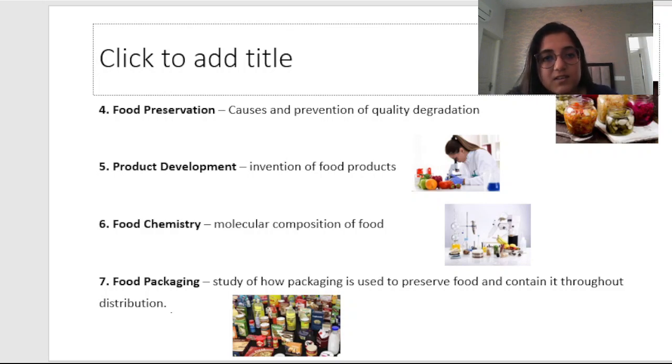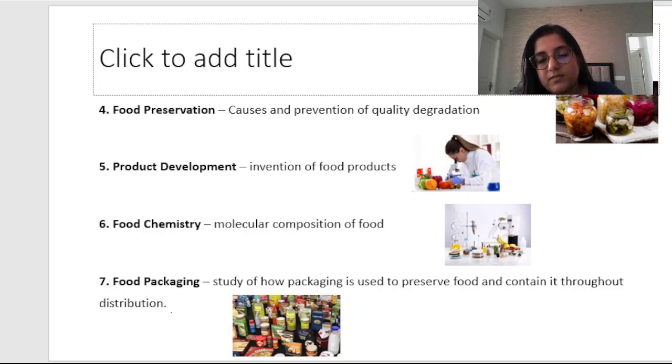So, food packaging is my last section which I have covered in the area of food technology today. So, food packaging is when we are using packaging materials to preserve food and contain it throughout the distribution chain till it reaches the final consumer. So the aim of food packaging is of course to preserve food and increase its shelf life, so that from external stimuli like temperature, air, humidity, we are trying to save our food from degrading basically.